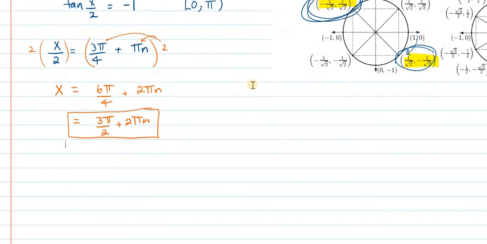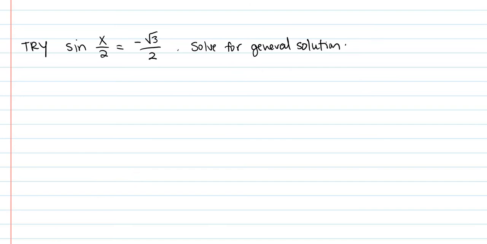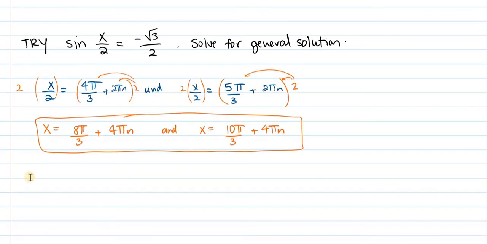All right, here's another one for you to try on your own. Okay, here's the solution. This was convenient because we had already found the angles here. We knew that the sine of 4 pi over 3 equals negative root 3 over 2, and the sine of 5 pi over 3 equals negative root 3 over 2. So here, now that it's equal to x over 2, we just have to multiply by 2 on both sides. We have to distribute the 2 everywhere, and these should be your solutions.